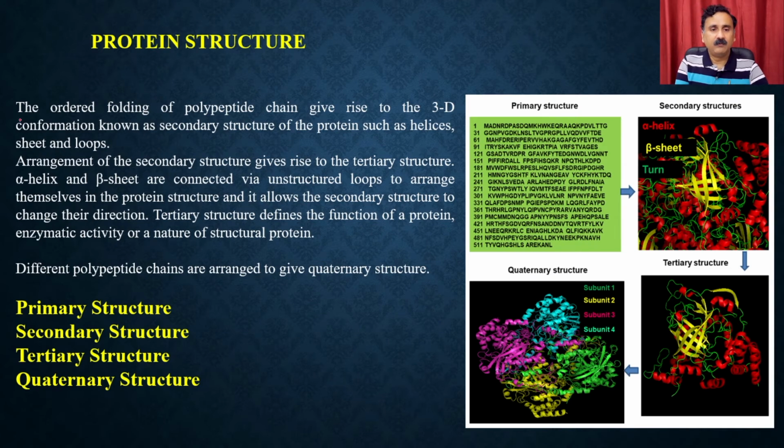The ordered folding of the polypeptide chain gives rise to the 3D conformation known as the secondary structure of the protein, such as helices, sheets and loops. What you see here is the primary structure, right? All the amino acids are present, and the first amino acid is going to have the N terminus, whereas the last amino acid is going to have the C terminus.